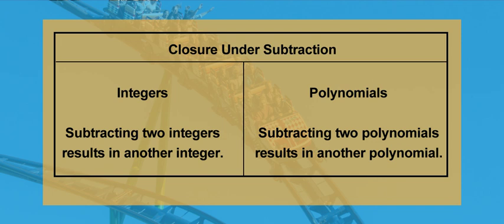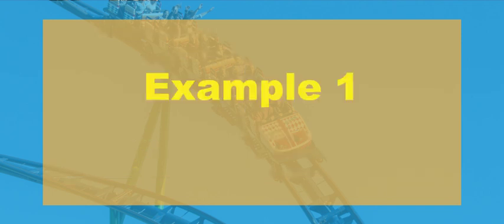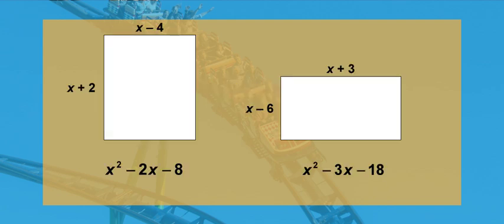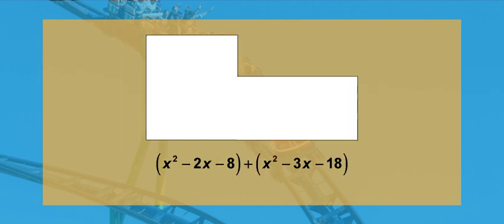Let's look at some examples of polynomial addition and subtraction. Each rectangle has side lengths made up of a binomial. The area of each rectangle is a quadratic trinomial, as shown here. The combined area of the two rectangles is the sum of the two polynomials. The sum is another polynomial.